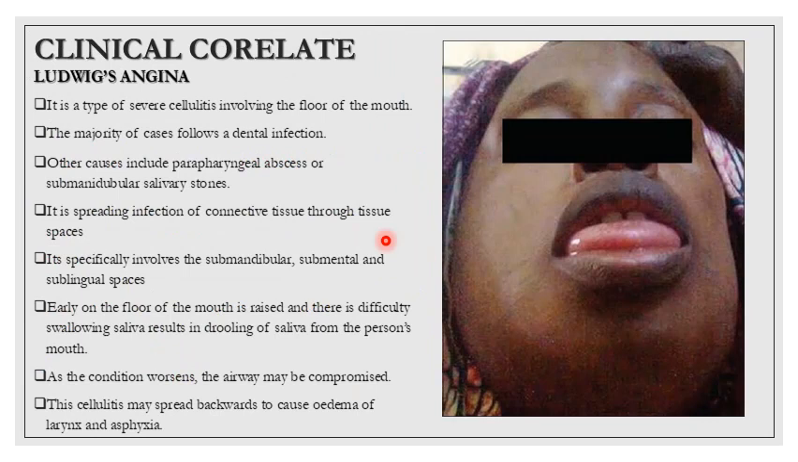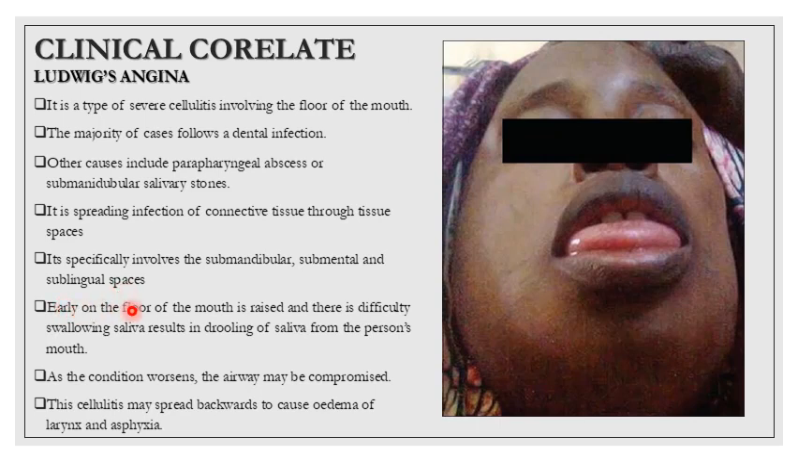Now the most important clinical correlate is the Ludwig's angina. It is a type of severe cellulitis involving the floor of the mouth. The majority of the cases follow a dental infection. Other causes include parapharyngeal abscess or submandibular salivary stones. It is a rapidly spreading infection of connective tissue through the tissue spaces. It specifically involves the submandibular, submental and sublingual spaces.